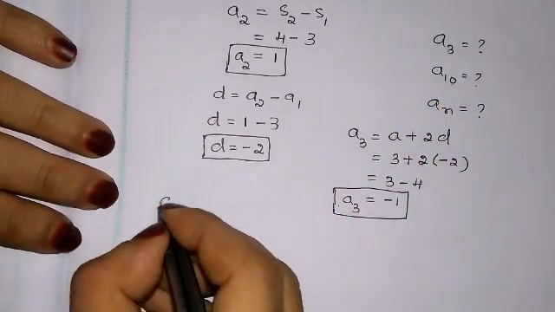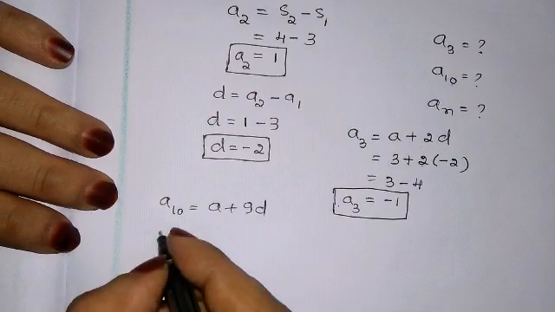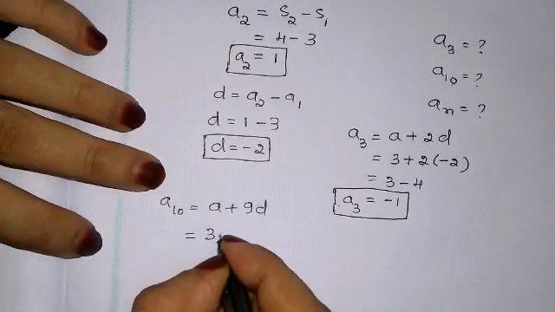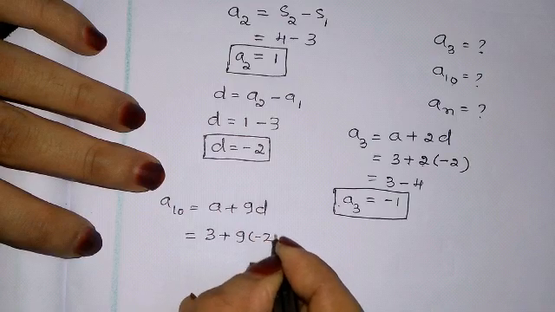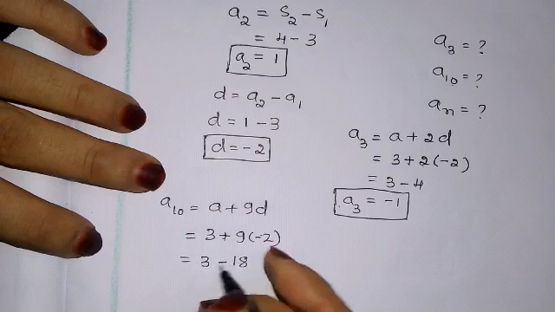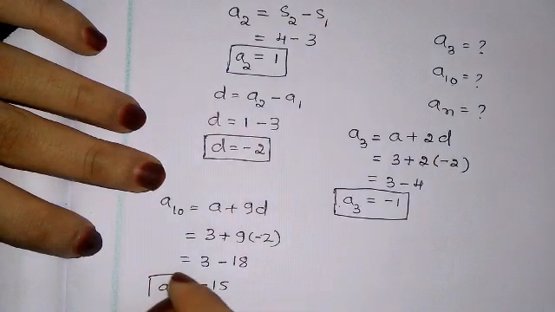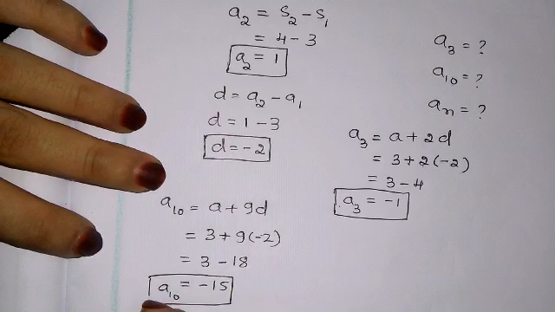10th term. A10 is equal to A plus 9D. A10. A is 3 plus 9 into minus 2. 3 plus minus minus 9 2s are 18. Minus 15. What we got? 10th term. 10th term is minus 15 we got.